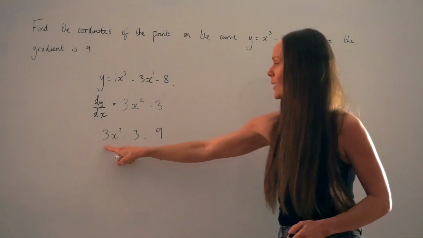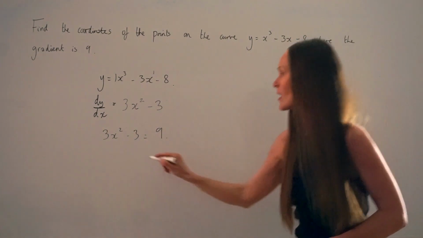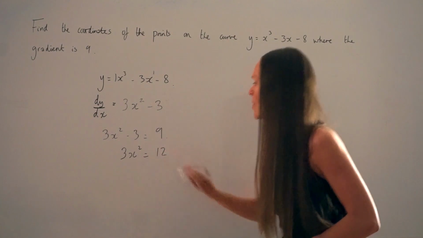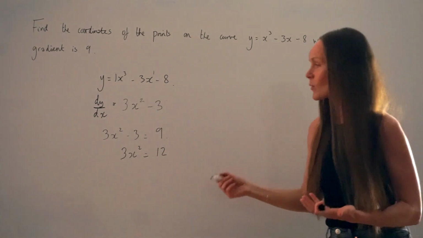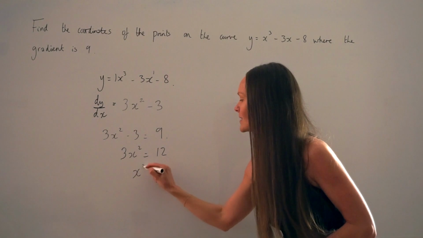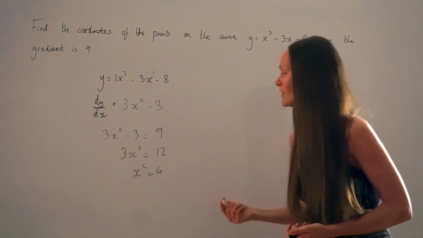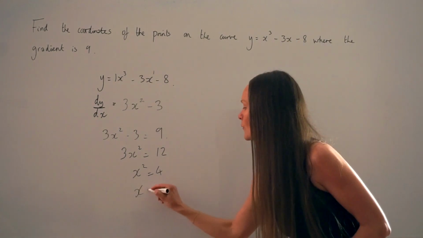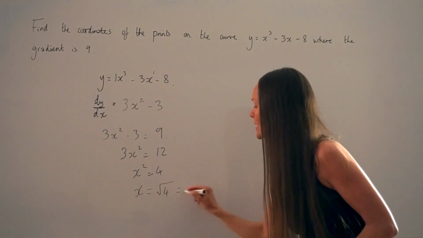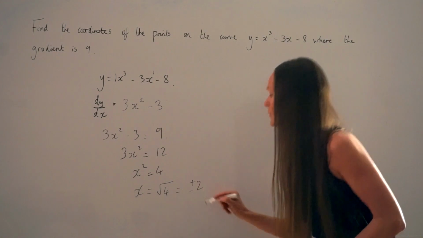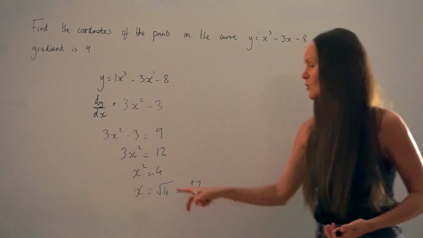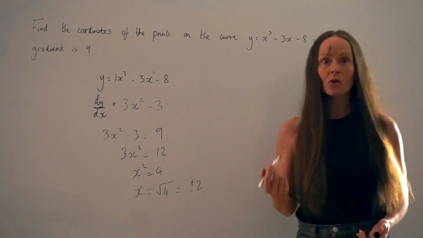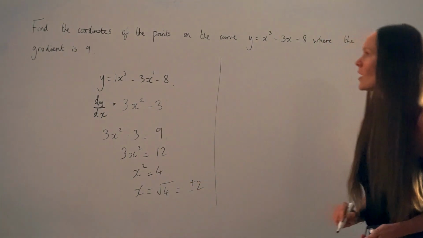To solve this equation, I'm going to add 3 to both sides, so that 3x squared is equal to 12. Then I'm going to divide both sides of the equation by 3, so x squared is equal to 4. Then the opposite of squaring is square rooting. So the square root of 4 is going to be positive or negative 2, as remember, whenever you square root, you get two answers, a positive or a negative. So we've got two values of x.